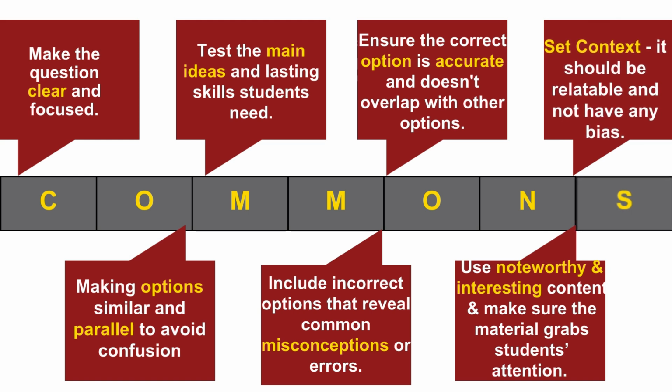So use this mnemonic COMMONS for easy recall. C is for clear. O is for options which are parallel. M is for main ideas. Another M is for misconceptions. O is for options that are accurate. N is for noteworthy and interesting content. And S is to set context.